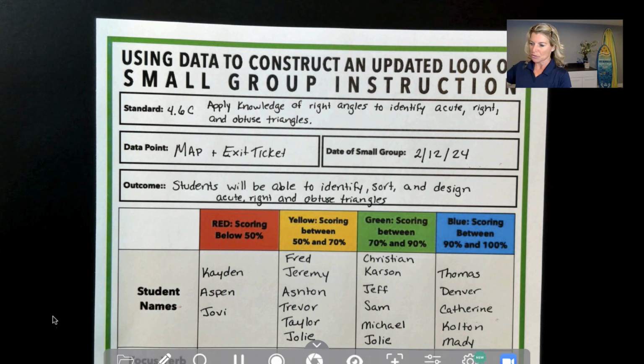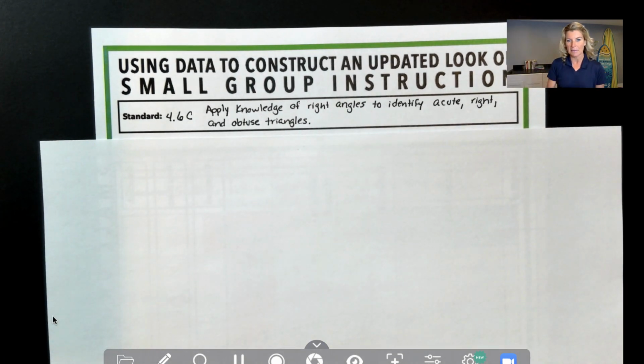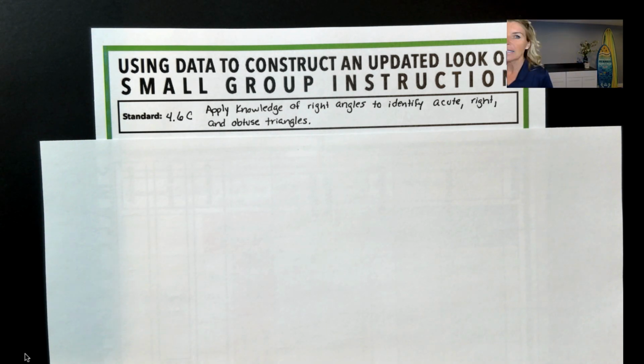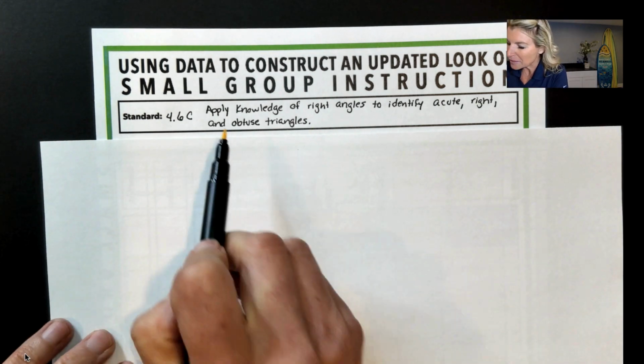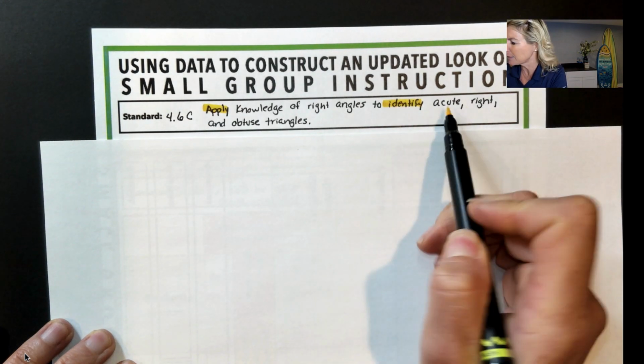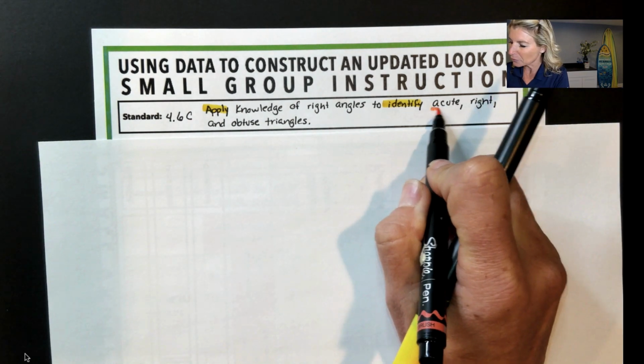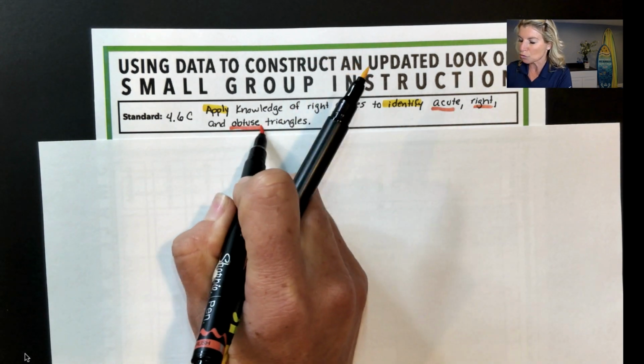I'm going to walk you through what I would do with my teachers inside my planning. The very first thing is I have my team set up and write out their standard. After they get their standard done, I grab a yellow highlighter so that they know they have to be able to apply and identify. The keywords we're looking for are acute, right, and obtuse triangles.